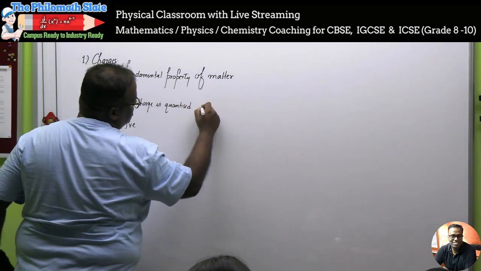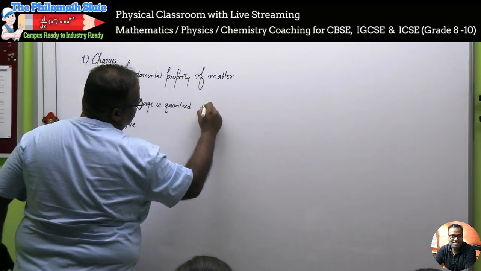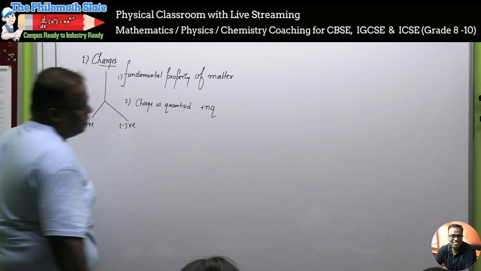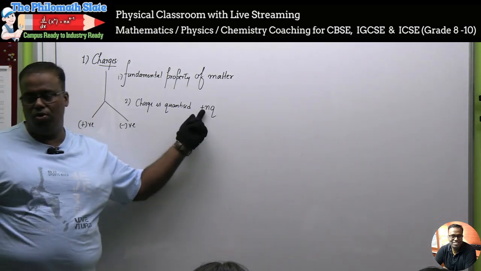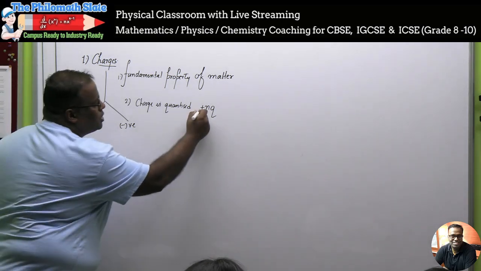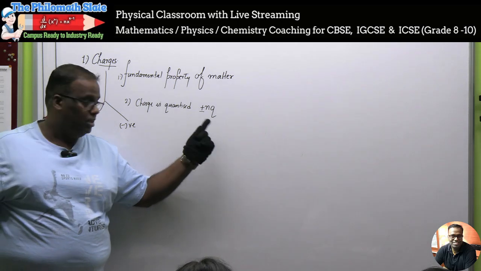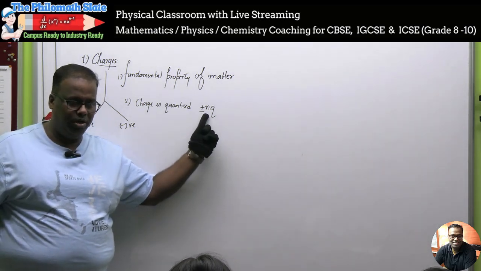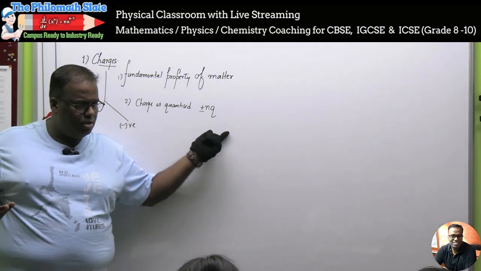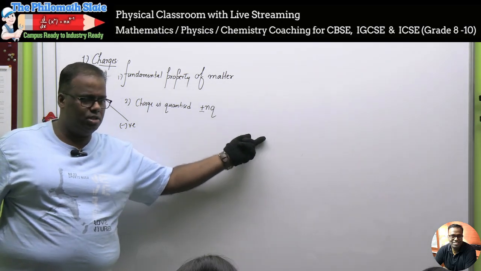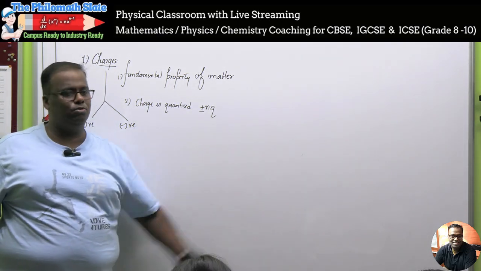Means the charge is nq type, where n can be 0, 1, 2, and it can be plus minus nq. Have you understood? N is a natural number. 0 means no charge, 1 charge, 2 charge, 3 charge, 4 charge, -1, -2, -3, -4, it happens like this.